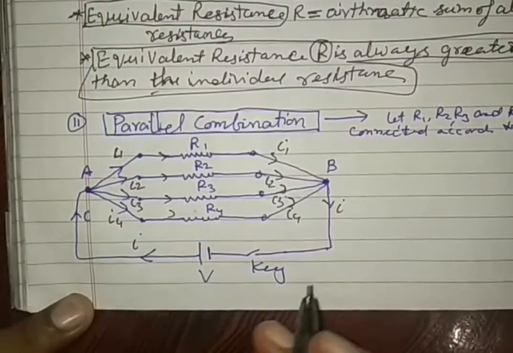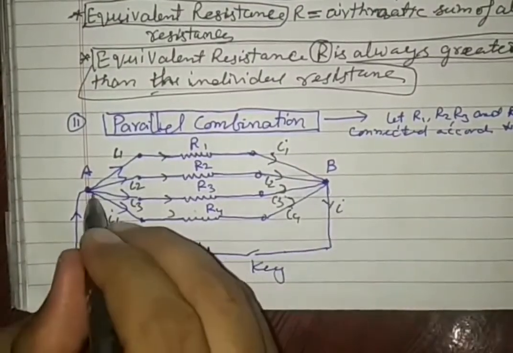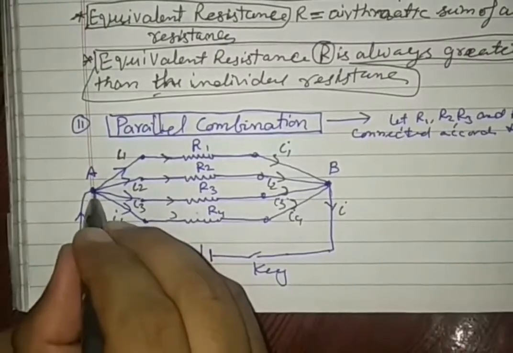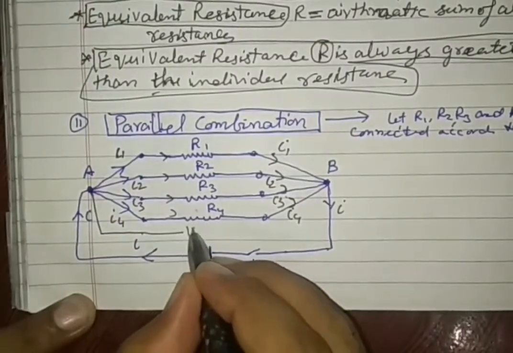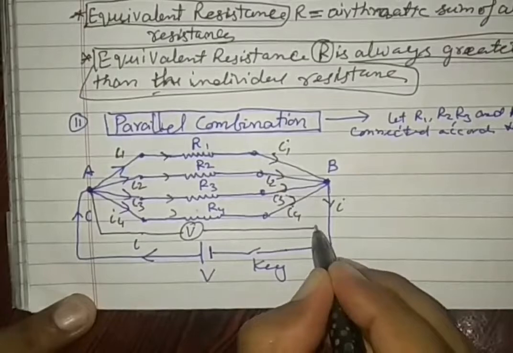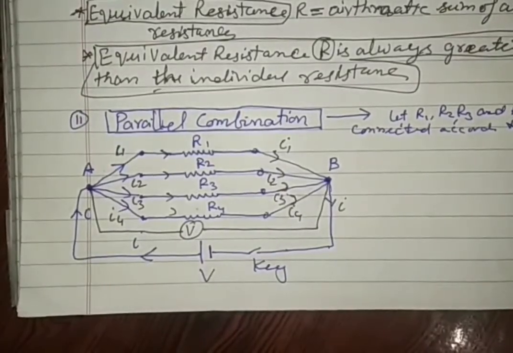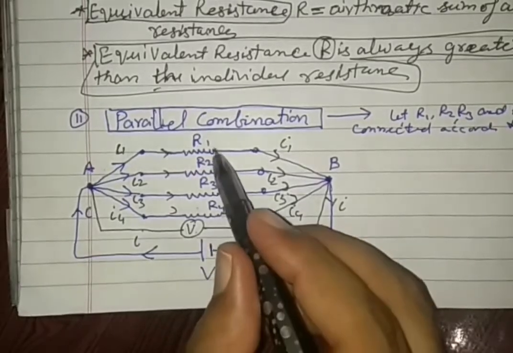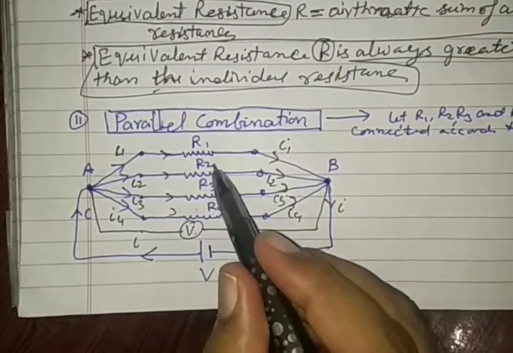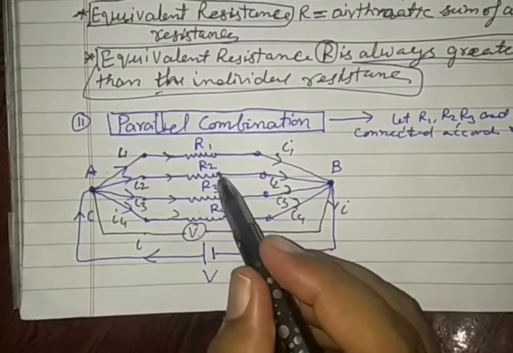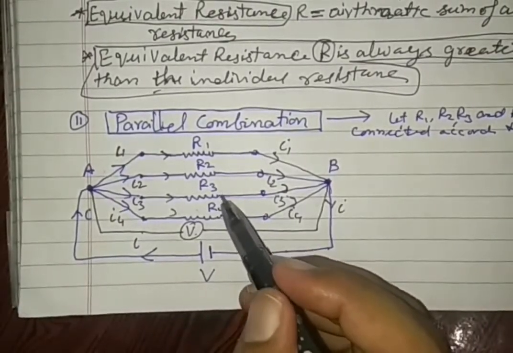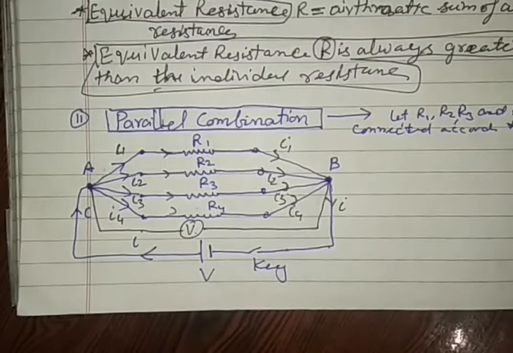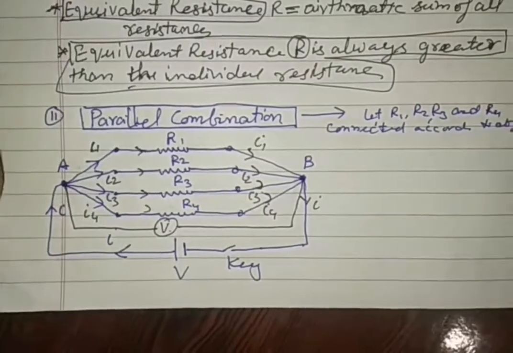But see, when we calculate the potential difference across AB, it is a common potential V in all cases. So resistance R1 has potential V, R2 has V, R3 has V and R4 has V. So these two important points we are going to write on page number 2.